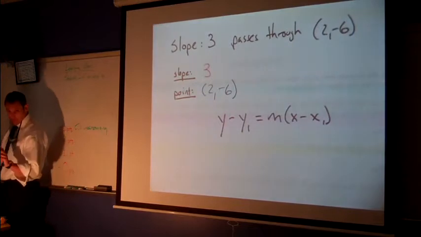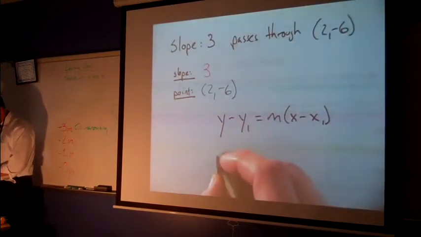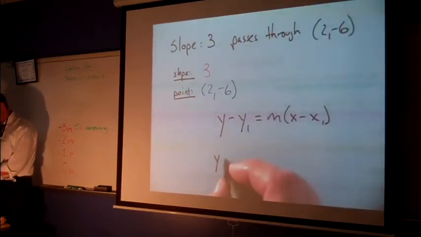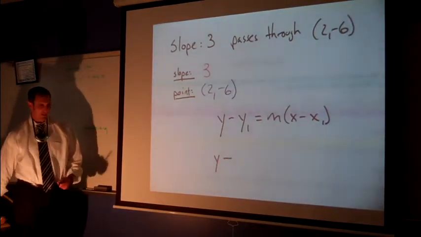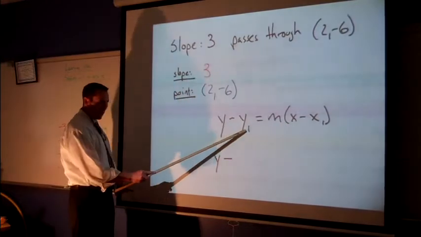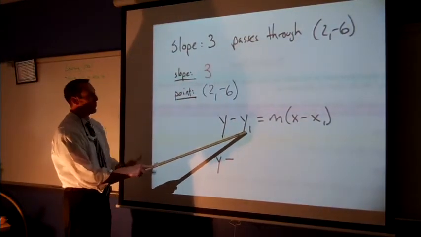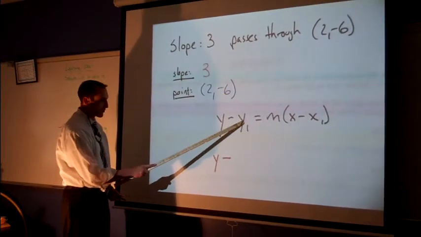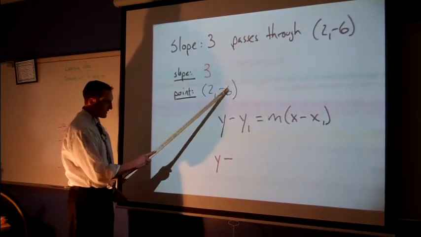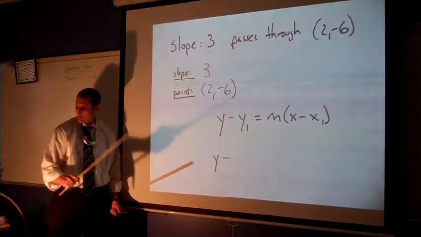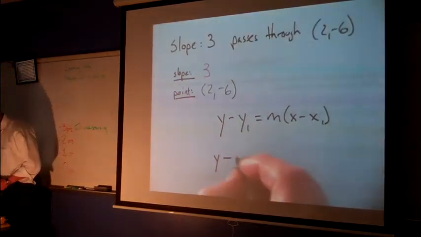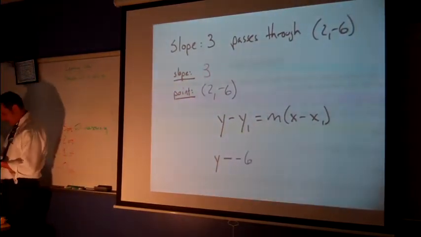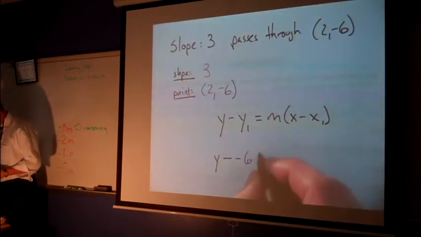Now remember, from the notes, this y stays y. This minus sign stays there. The y1 comes from the y-coordinate of the point that we have. The y1 is -6. So we're going to put here our -6. We're being very careful with signs. We'll clean some stuff up later.